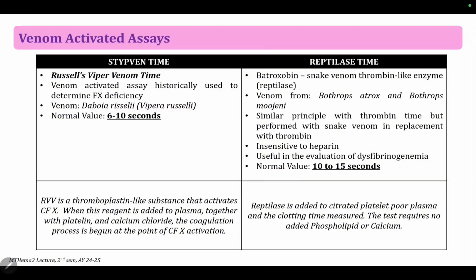Next venom-activated assay is your reptilase time naman. Okay? Now, the snake venom naman na ginagamit natin sa reptilase time ay si batroxobin. Okay? Now, this batroxobin is a thrombin-like enzyme. So, para siyang thrombin. Pero, galing nga lang siya sa venom ng snake. Okay? Kaya, ang tawag sa batroxobin ay reptilase. Okay? So, the reagent that we use in reptilase time is your reptilase. Okay? This venom comes from your specific species of snake, which are your Bothrops atrox and your Bothrops moojeni.